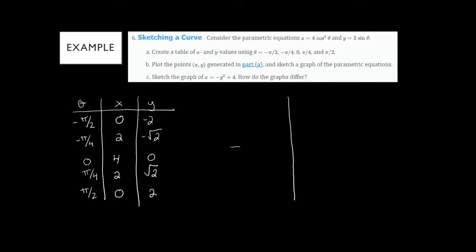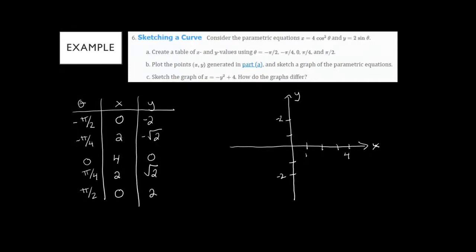And so if we plot this, we can see our x is basically going from 0 to 4, and then our y is going from negative 2 to 2. So we're going to start just plotting the points.